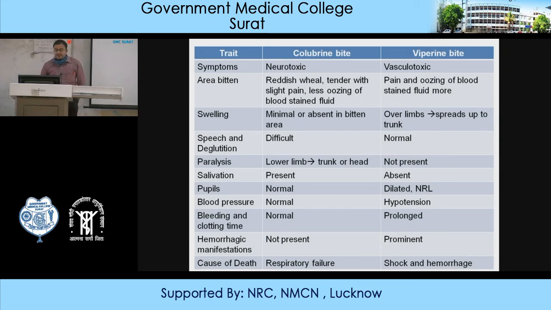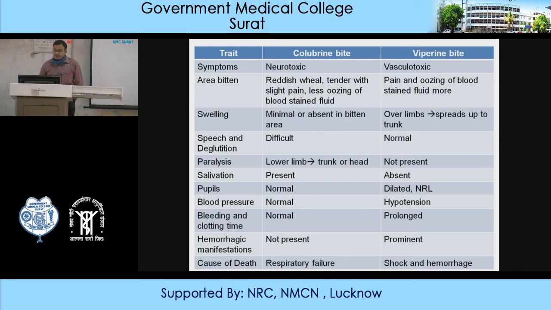Speech and deglutition are difficult in Elapid bite, while in viperine bite normal. Why? Because viperine is not neurotoxic, while Elapid bite is neurotoxic. Paralysis of lower limb, trunk or head is present in Elapid bite, not present in viperine bite. Salivation is present, while in viperine bite absent. Pupils are normal in viperine bite, dilated in Elapid bite. Blood pressure is normal in Elapid bite.